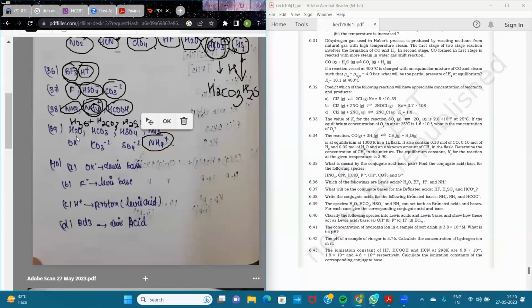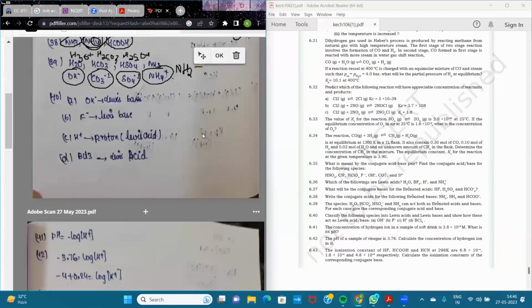To obtain the conjugate base, we need to remove the proton. Here, OH minus for H2O, CO3 minus 2 for HCO3 minus, SO4 minus 2 for HSO4 minus, and for NH3, if we remove a proton, we'll get NH2 minus. This is the conjugate base of NH3. We are done with this question.